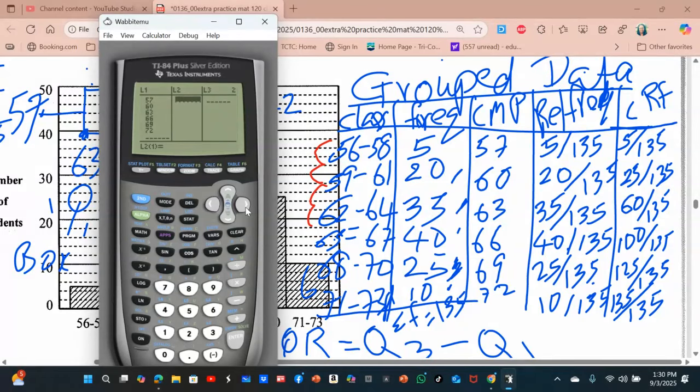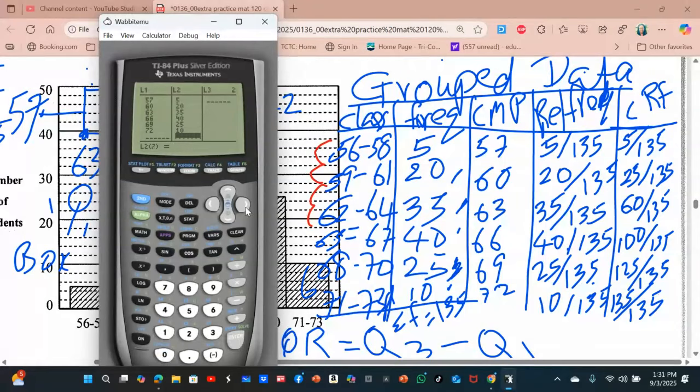And I'm going to put in the frequency in L2. So the frequency of the first class is 5, frequency of the second class is 20, frequency of the third class 35, frequency of the fourth class 40, frequency of the fifth class 25, frequency of the last class is 10.